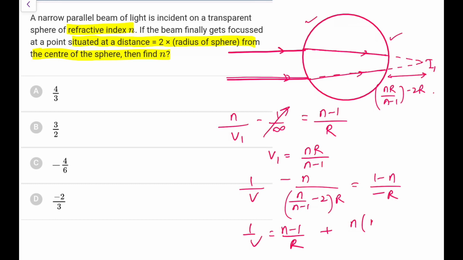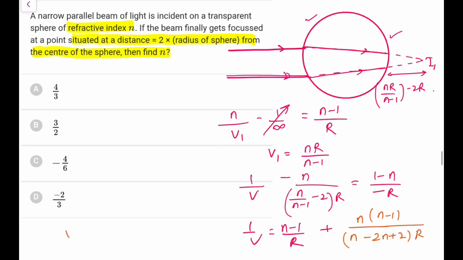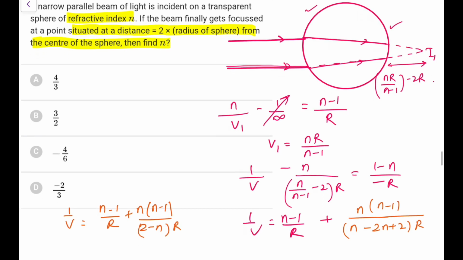Or write it in this form only. Let me see if I can simplify it or not. Write it like this, n upon, this would be n minus 2n plus 2, and that would be n minus 1 times r. So the final image comes out like this. So 1 by v, write it like this now. This is n minus 1, and if I do this, this is 2 minus n into r. So this is the value we are getting.